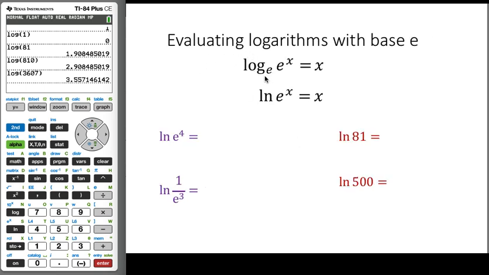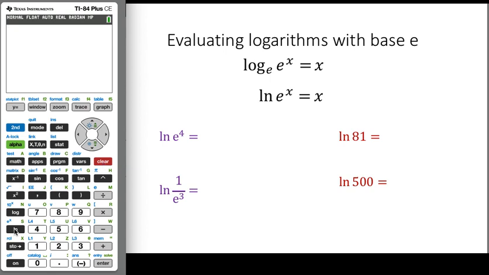Okay, so the same rule applies. Log to base e of e to the x equals x. But log to base e, we can call that natural log, and ln is this button here. Let me clear everything off. Ln is this button here, and so it makes everything easier. So we're going to use ln.